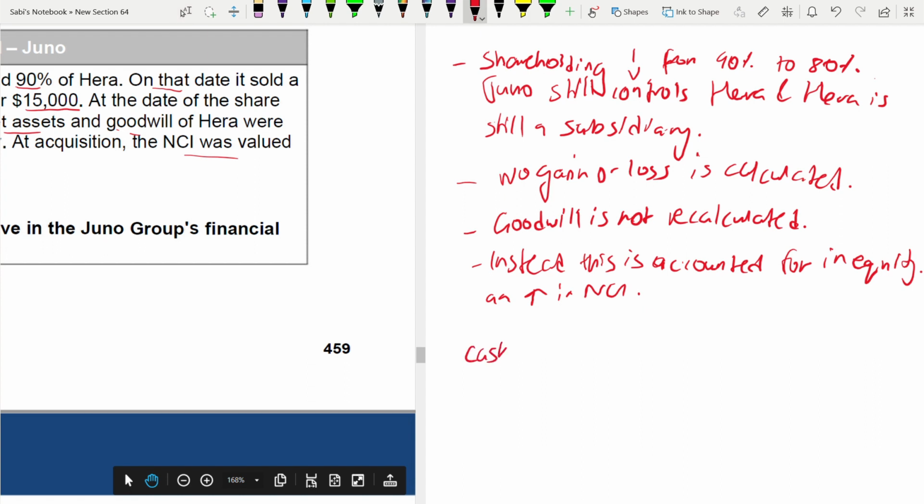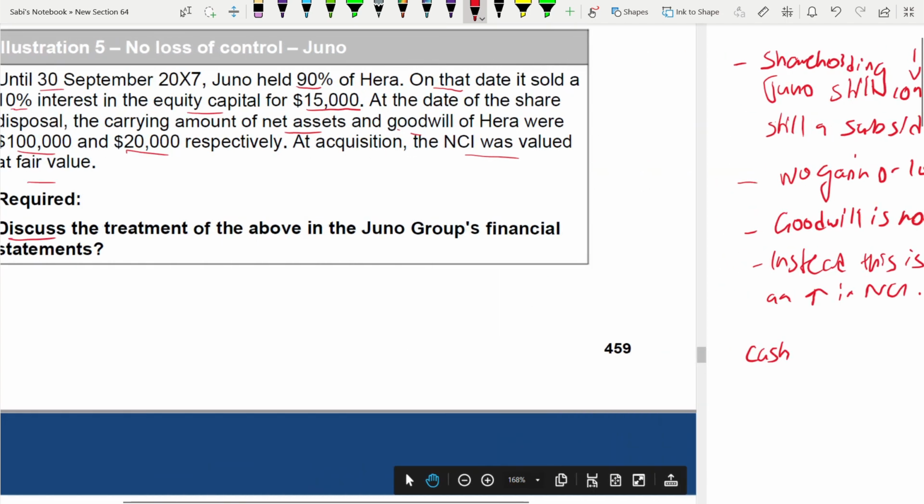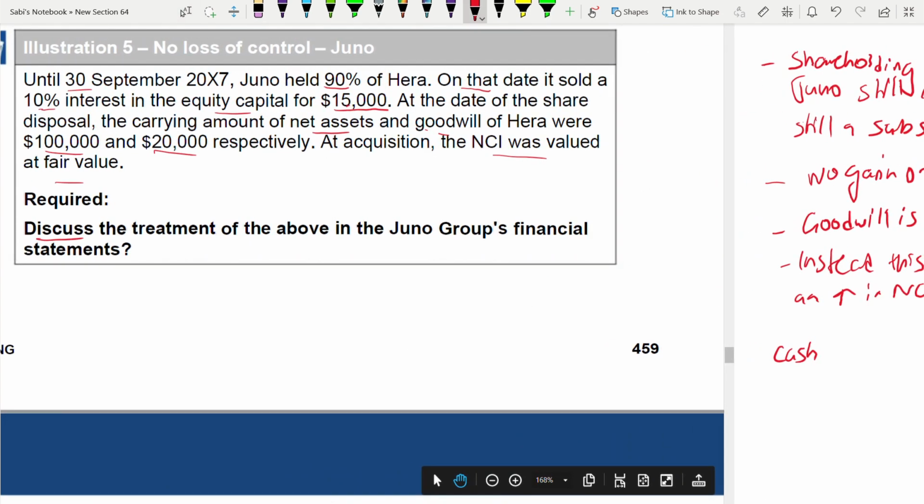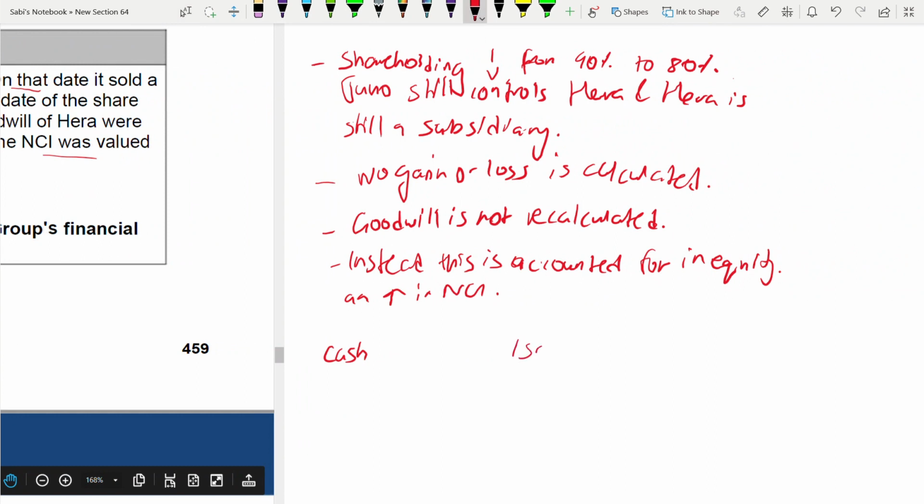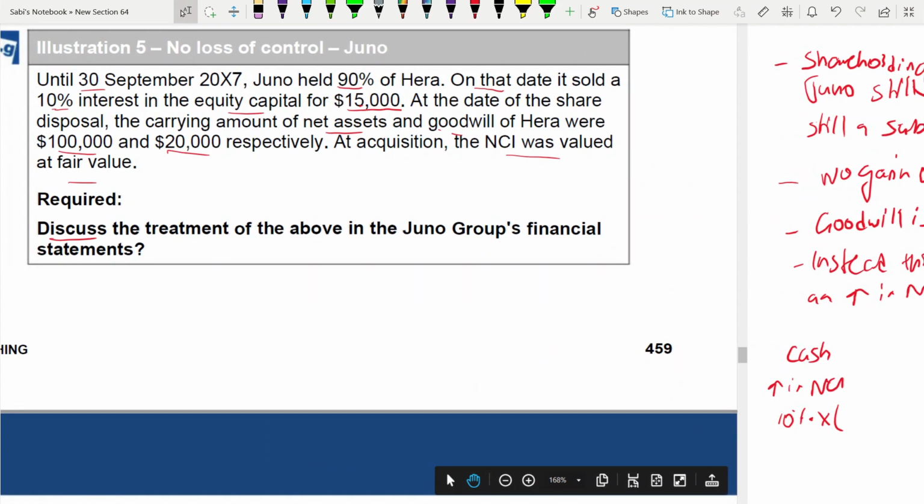So it's the cash proceeds. How much is the cash? You sold it for 15,000. This is a debit, since you're receiving cash. Increase in NCI: how much? You have to take 10%, because NCI changes from 10% to 20%. Then you have to add your net assets and goodwill. Remember, for an increase in NCI on disposal, that percentage is applied on net assets plus goodwill. Always on this you apply the NCI percentage.